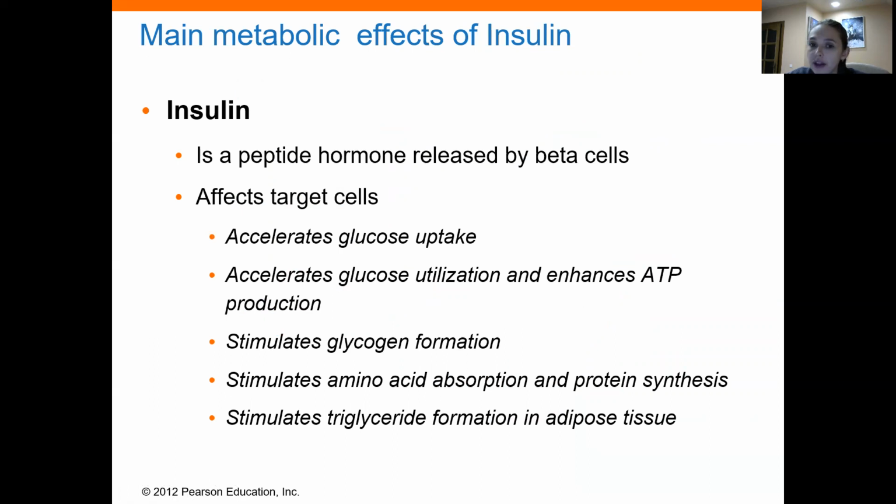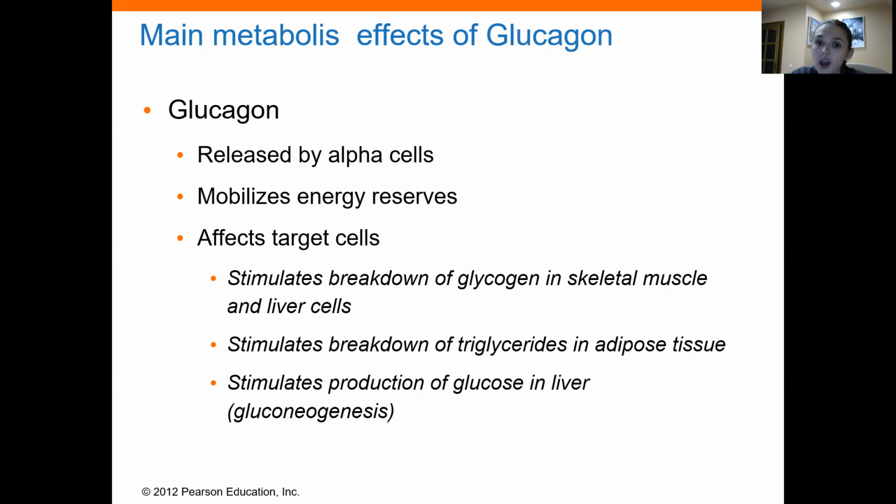Main metabolic effects of insulin. Insulin is a peptide hormone which is released by the beta cells, as we discussed. It affects the target cells and is responsible for accelerating glucose uptake, accelerating glucose utilization and enhancing ATP production, stimulating glycogen formation, stimulating amino acid absorption and protein synthesis, and stimulating triglyceride formation in the adipose tissue.